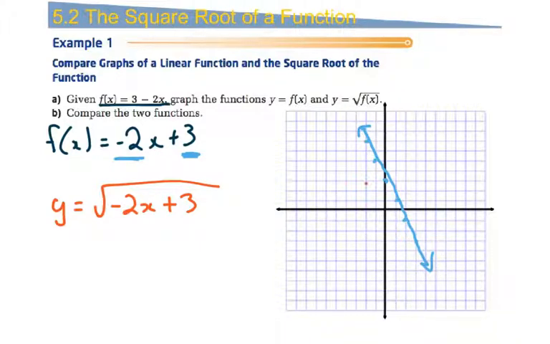Next point is at negative 1, 5. So we'll take the square root of 5 to find the point on the square root function. Square root of 5 is 2.2, so that would be approximately there. Next point at 0, 3. Again, take the square root of the height, so the square root of the y value. Square root of 3 is approximately 1.7. Next point at 1, 1. Again, the height is 1. Take the square root of that, which is also 1. So that point actually does not move.